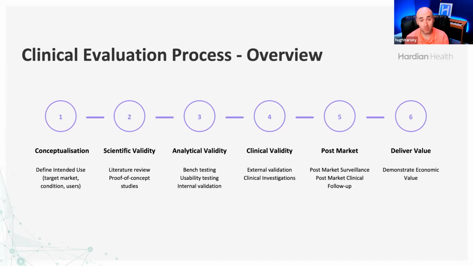You can't just put a device on market and leave it running. You have to keep on measuring and monitoring it to make sure it's still safe and effective. And you also have to demonstrate value. It's all very well having a device that can do a clinical function, but it's not going to be a marketable product or a profitable product if it's not delivering some kind of value. And we will talk a little bit about how we might measure that as well in the clinical investigation cycle.